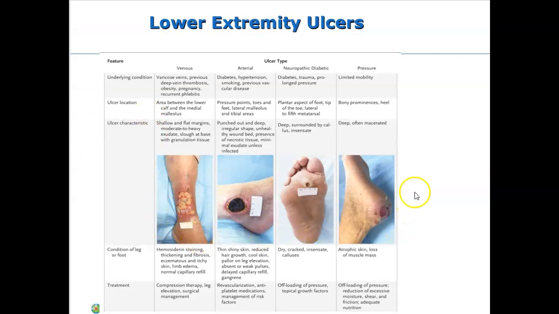These are some different examples of lower extremity ulcers. Note and know the features and the differentiators of all of these different types of ulcers. You have venous ulcers, arterial, neuropathic or diabetic, and then pressure.